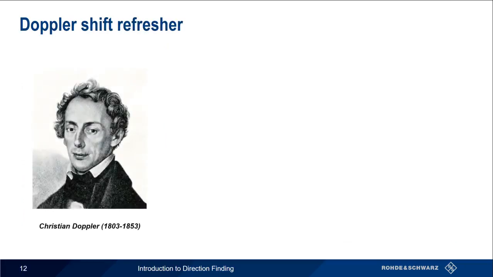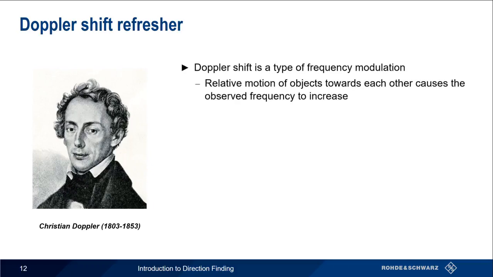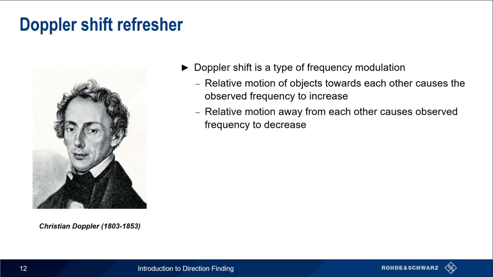The Doppler effect, or Doppler shift, is named after Christian Doppler, who first described it in 1842. As most of you already know, Doppler shift is a type of frequency modulation caused by relative motion. If objects are moving towards each other, relatively speaking, then the frequency of the waves emitted by one object will appear to increase. Similarly, if the objects are moving away from each other, then there is a downward shift in the frequency. Doppler shift applies to many different domains.